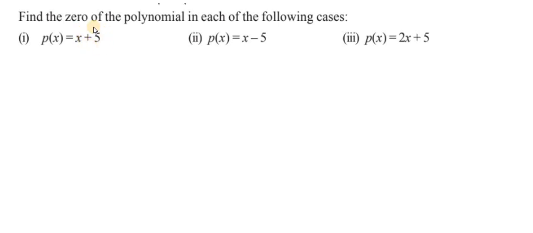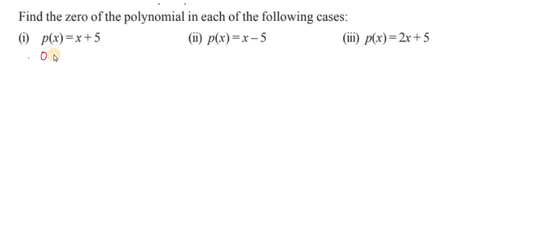So how many zeros will you get? If it is a linear polynomial, then it has only one zero. If it is a quadratic polynomial, it has two zeros. If it is a cubic polynomial, it has three zeros. Okay, then how to find the zeros? Now we'll do one thing. So we want the zeros of the polynomial. Now what can we do?